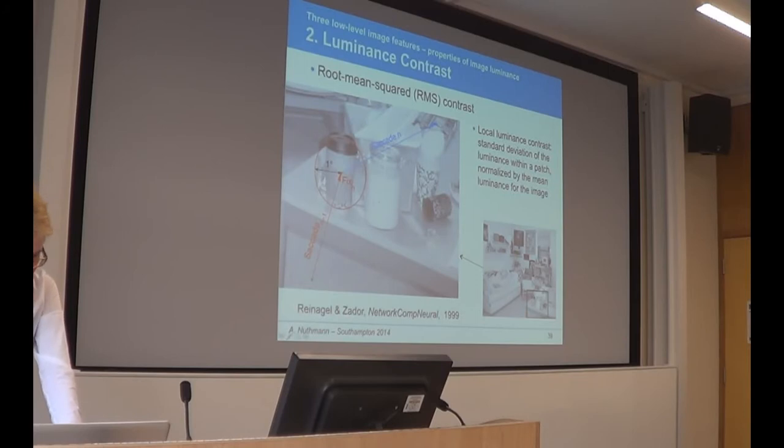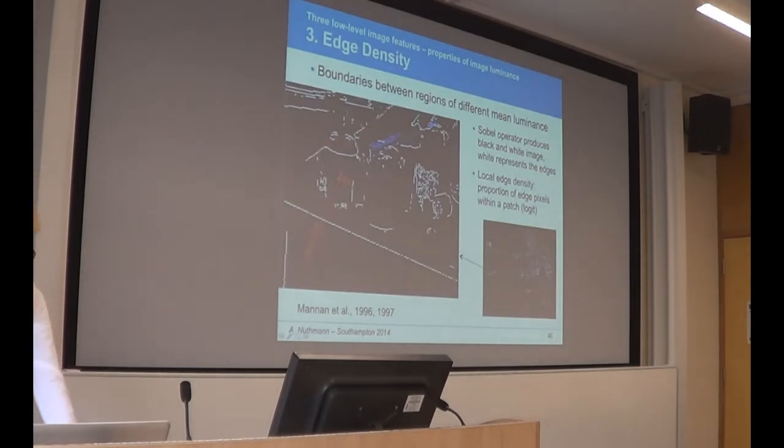So we can extend this to luminance contrast, and then we can also look at edges. So here, edges are defined as the boundaries between regions of different mean luminance, and this produces then a black and white map where the edges are the white pixels, and so local edge density is then just the proportion of the white pixels in the patch, right?